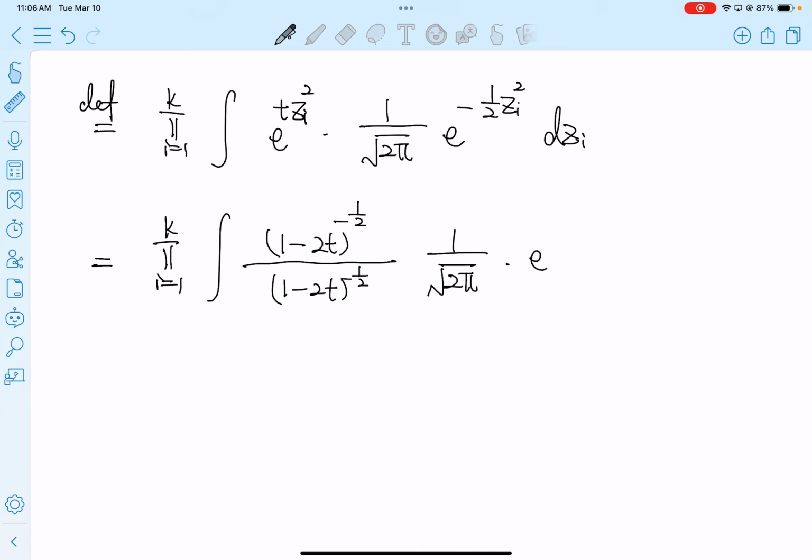So this is equal to e of t zi squared, minus 1/2 zi squared, dz.